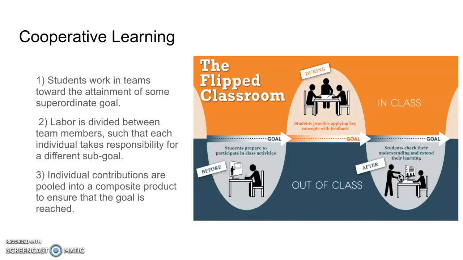So I'm gonna talk about cooperative learning. According to Ford and Horn, cooperative learning includes 3 key parts. First, students work in teams toward the attainment of some subordinate goal. Second, labor is divided between team members so that each individual takes responsibility for a different sub-goal. Third, individual contributions are pooled into a complete project to ensure that the goal is reached.